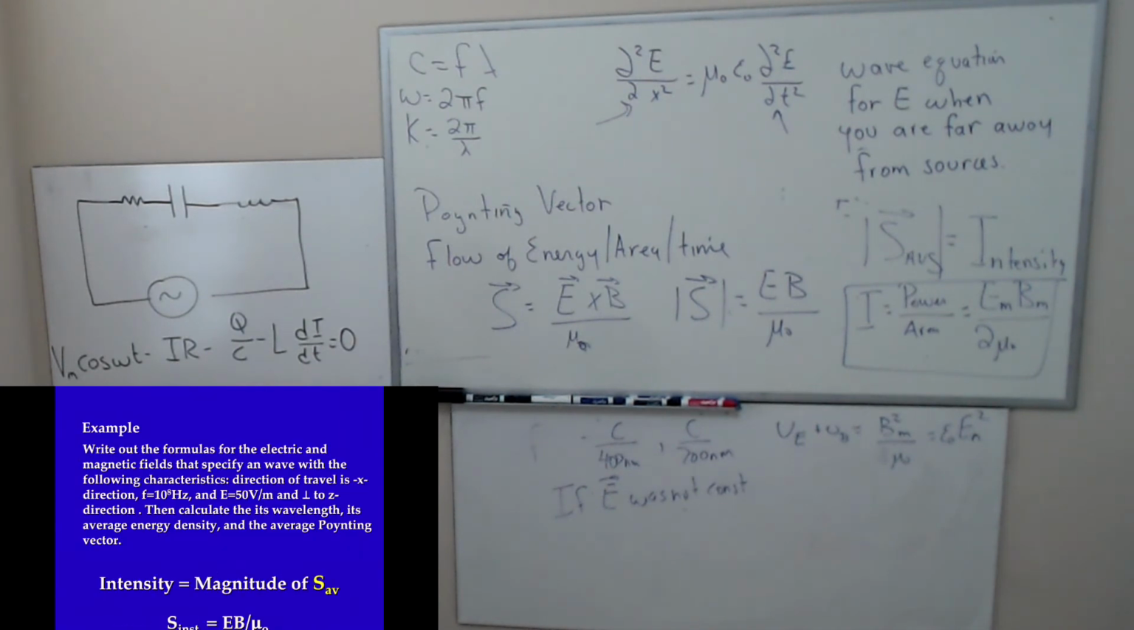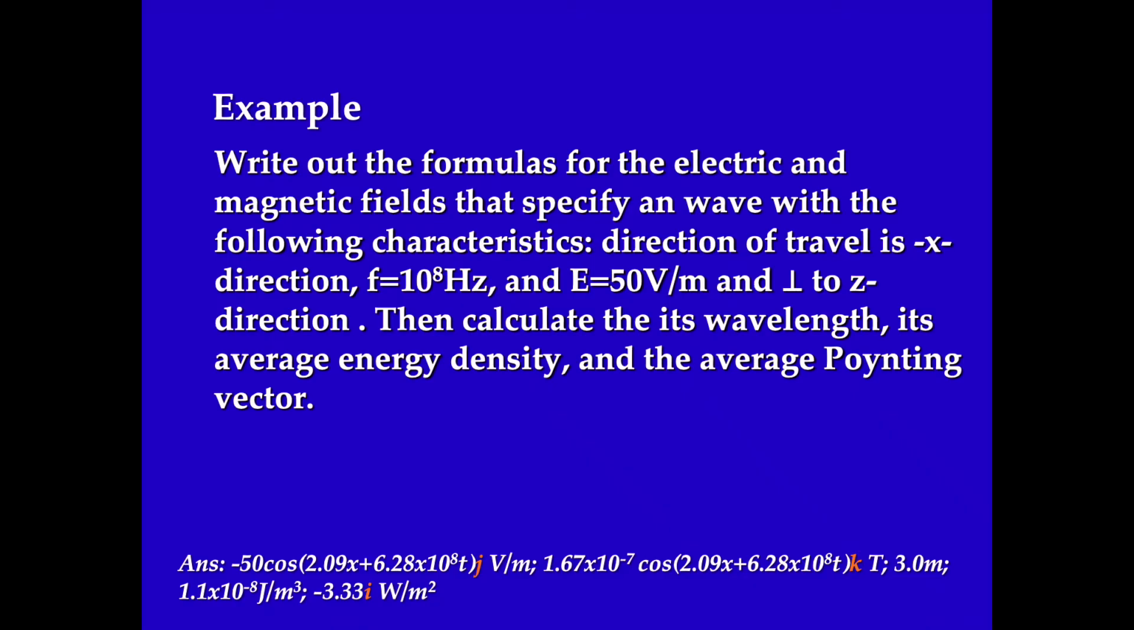So now we talked a little bit about the Poynting vector. I'm going to do one example and then I'm going to end it here. This is a fairly standard problem involving electromagnetic waves. This is definitely a problem you want to know how to do for exam 5. Okay.